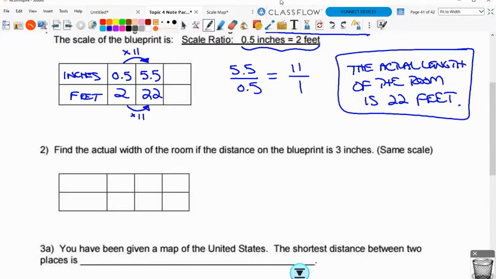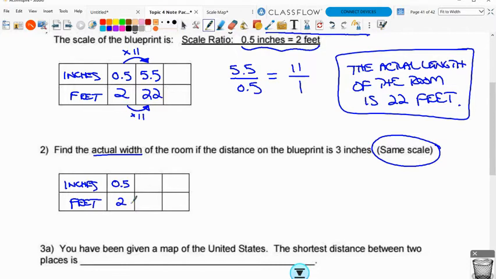In example number 2, we're going to find the actual width this time of the room if the distance on the blueprint is 3 inches. And notice here we're using the same scale that we used in the first example. So once again with my ratio table, I'm going to put inches and feet. Those are the labels, those are the units that they're using in the scale ratio. And they said right here that a half inch corresponds to 2 feet in actual distance.